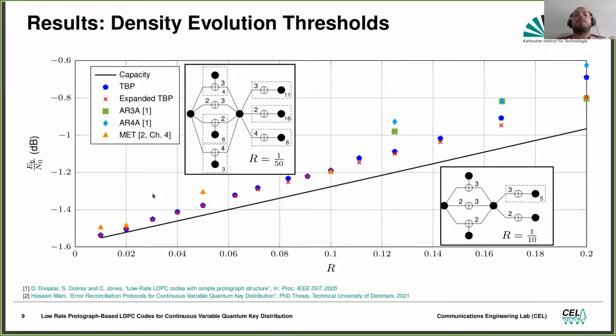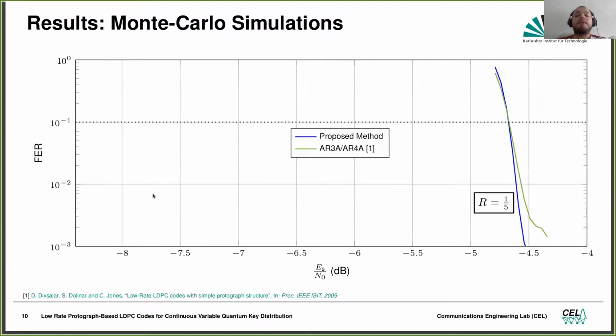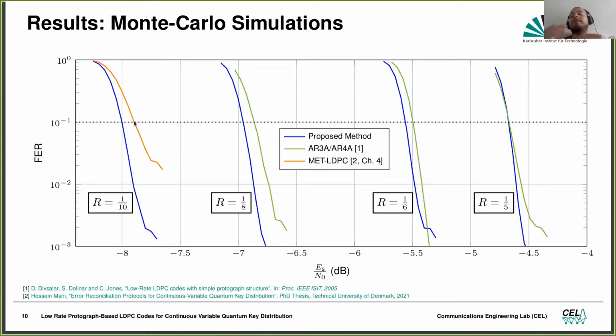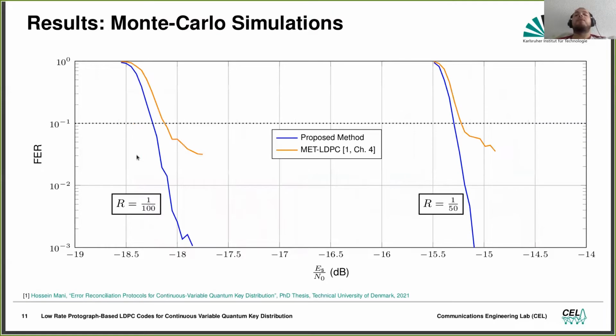We now verify these results with our Monte Carlo simulations. We first have a rate 1/5 code over here, and as you can see, our code performs just as well as the code given by Divsalar et al. for the relevant frame error rate range, which is about 10%. But when we decrease the rate of the code, we notice that the gap between our codes and the codes from the literature tends to grow, getting about a 0.12 dB gain for the rate 1/10 code. And this also holds when we go to the extremely low rate cases, such as the rate 1/50 code and rate 1/100 code.